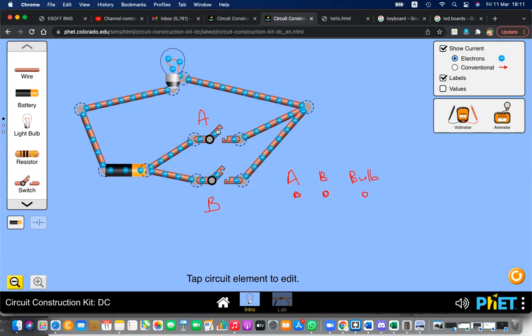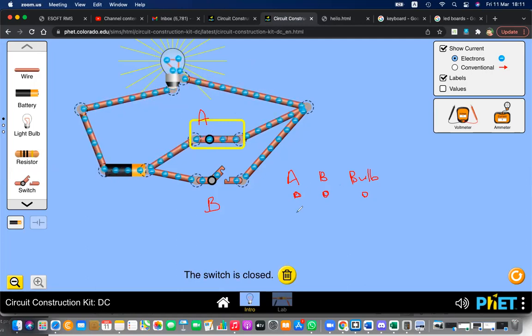Power through switch A. Switch A is sending the power. You can see the bulb is turned on now. Power from switch A, no power from switch B, but you can see the bulb gets the power, because through switch A the circuit is complete.